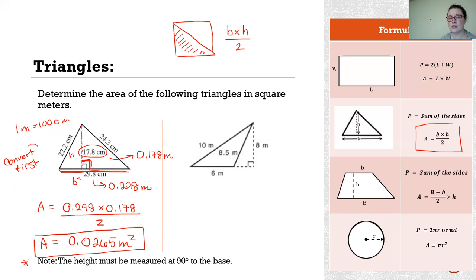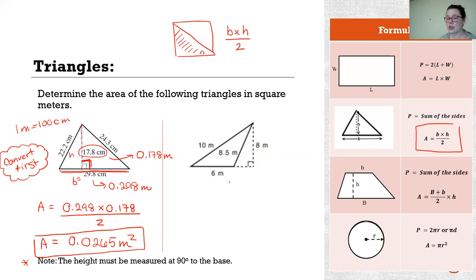Now, if you forgot to convert first, you made a conversion back on one of the earlier slides that you could have used in order to convert from square meters to square centimeters. But if you just waited till the end and divided by 100, it wouldn't work for you. You'd have to switch it to square centimeters and square meters. So convert first, it's going to be much easier.